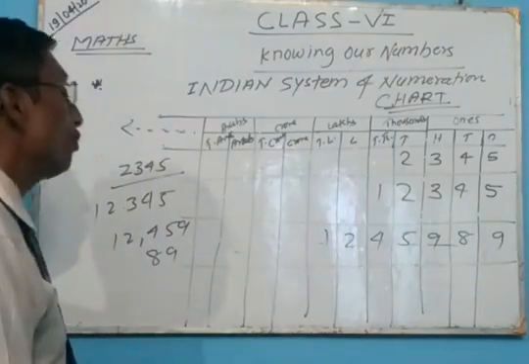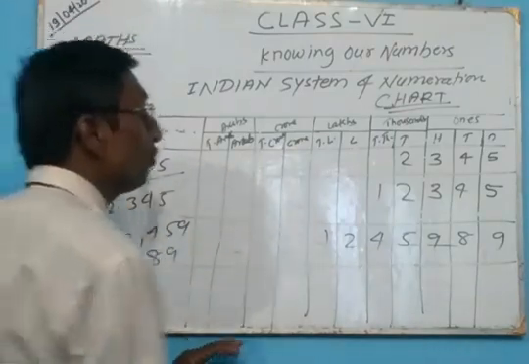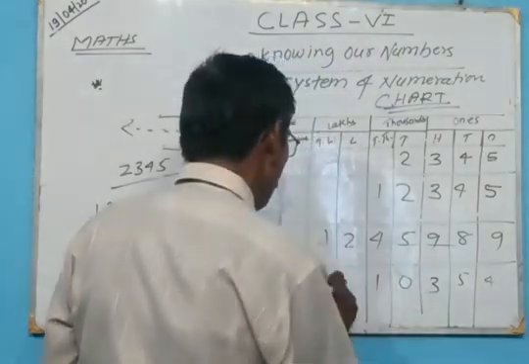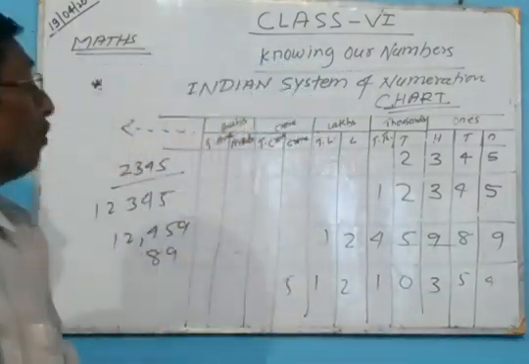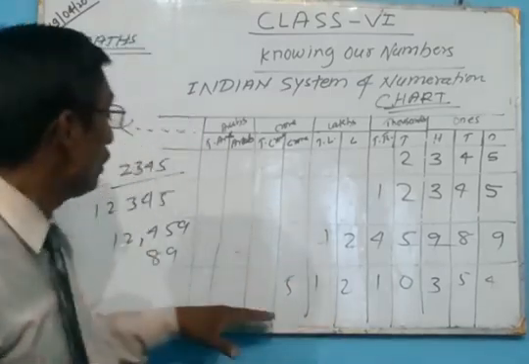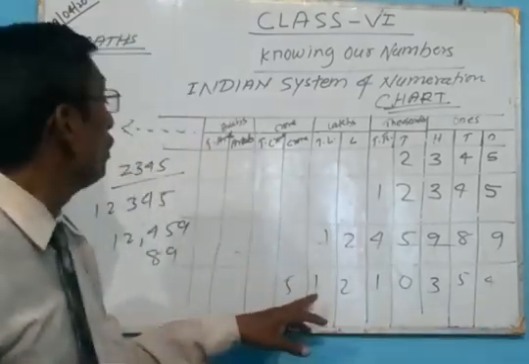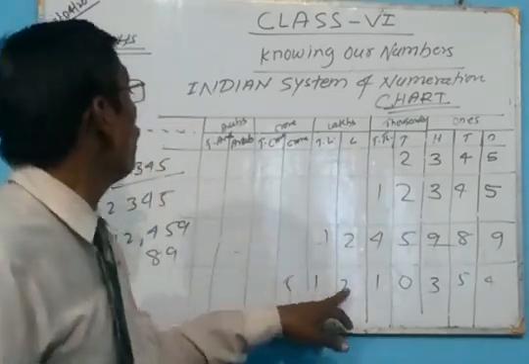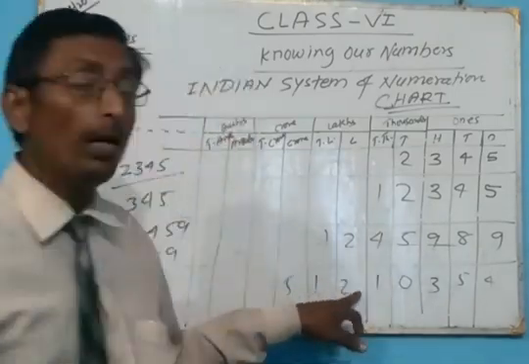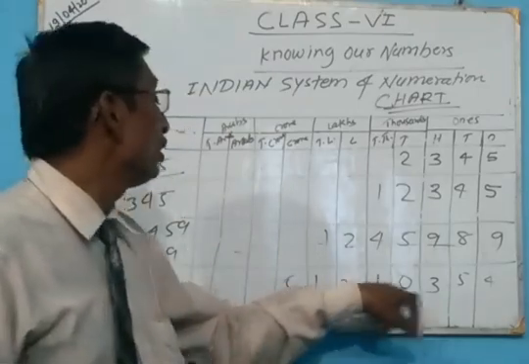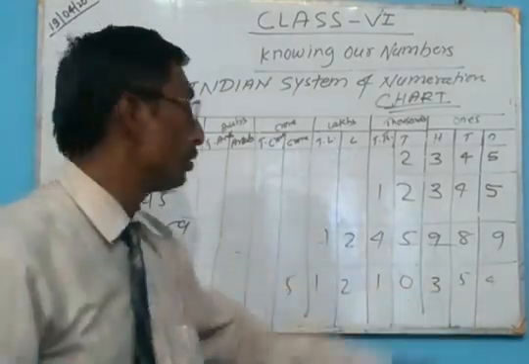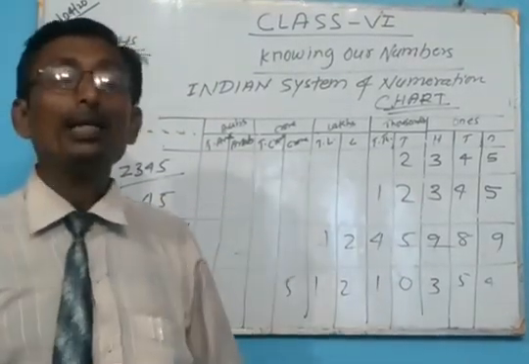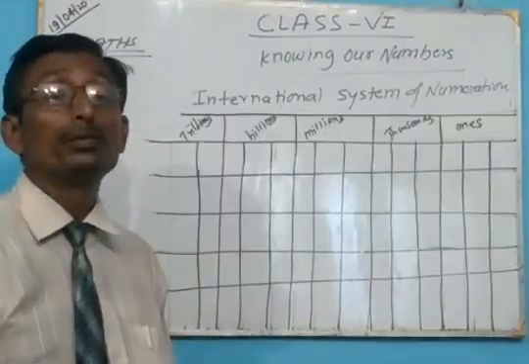Then another example: if you have the number 4, 5, 3, 0, 1, 2, 1, 5, then we can say that in the Indian system it is 45 crore, 30 lakh, 12,15. So by this method we can represent numbers in the Indian system.